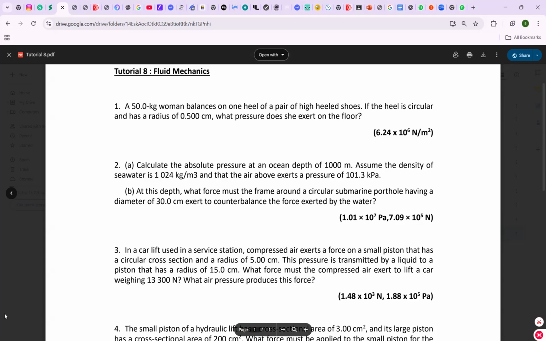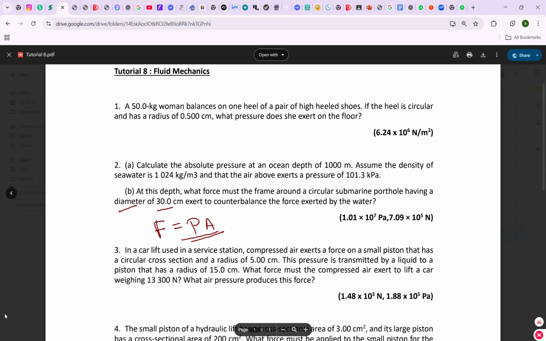What force must the frame exert? Basically, we're calculating the force. No need to apply much brain. Force is equal to pressure into area. Simple. But we have the diameter. So you have to find the area given the diameter. Don't make a mistake here. This is the mistake that students make. Here it is diameter. So you have to first find the radius, then do pi r square, and then multiply pressure by pi r square. Try to do it.